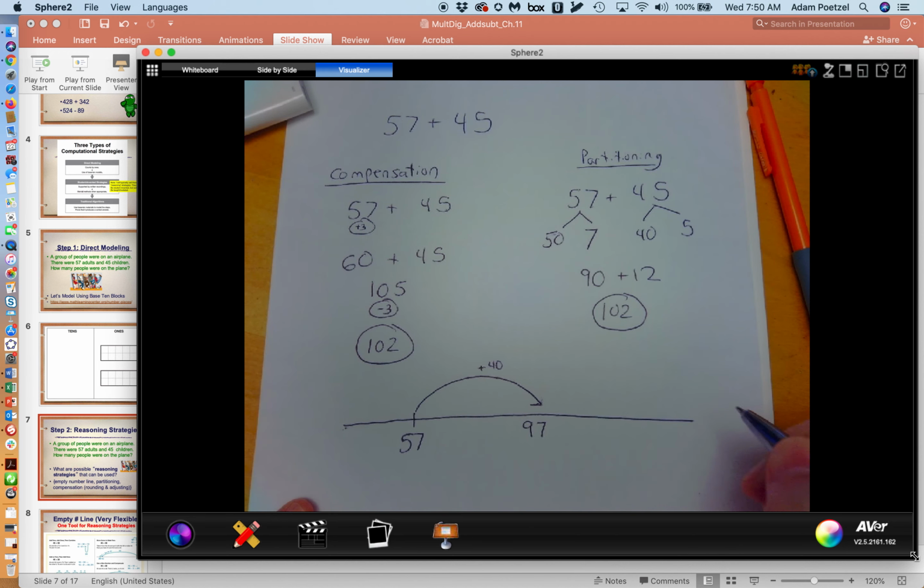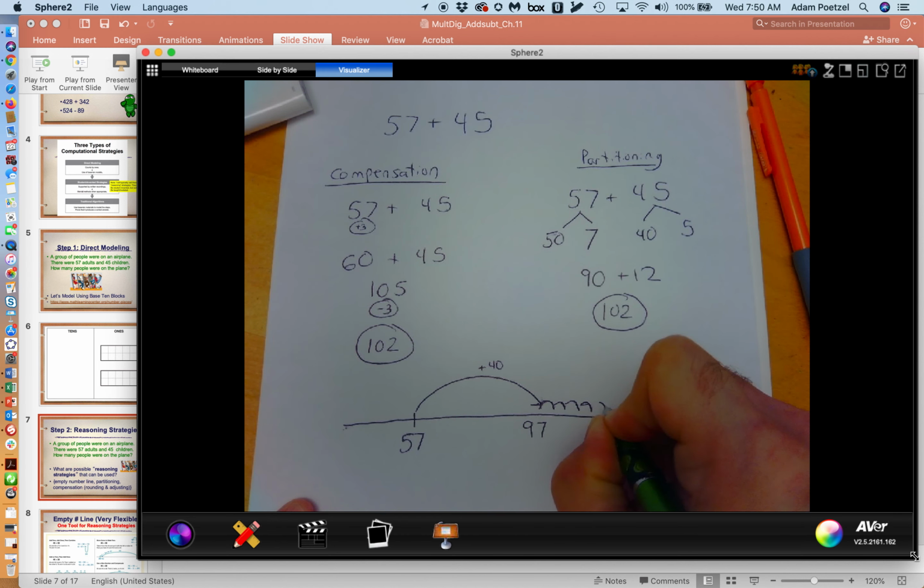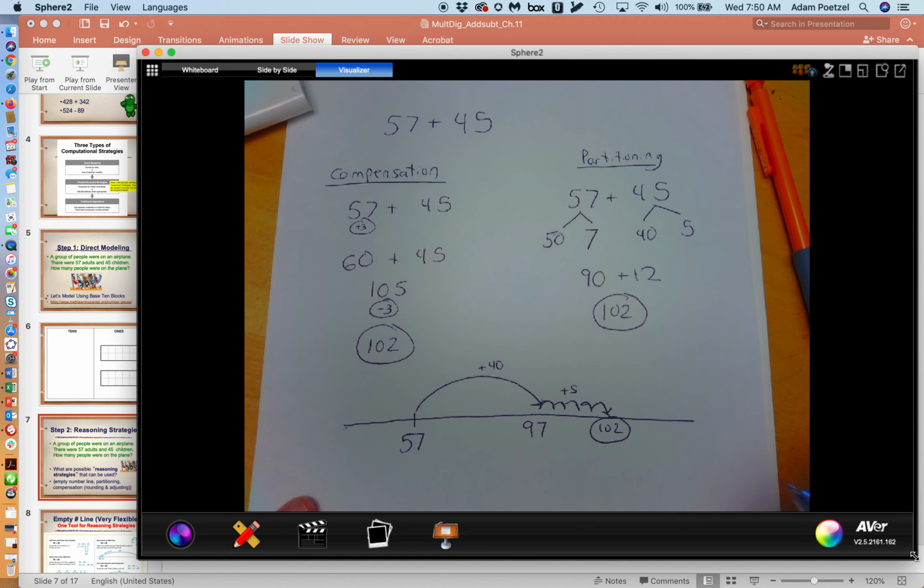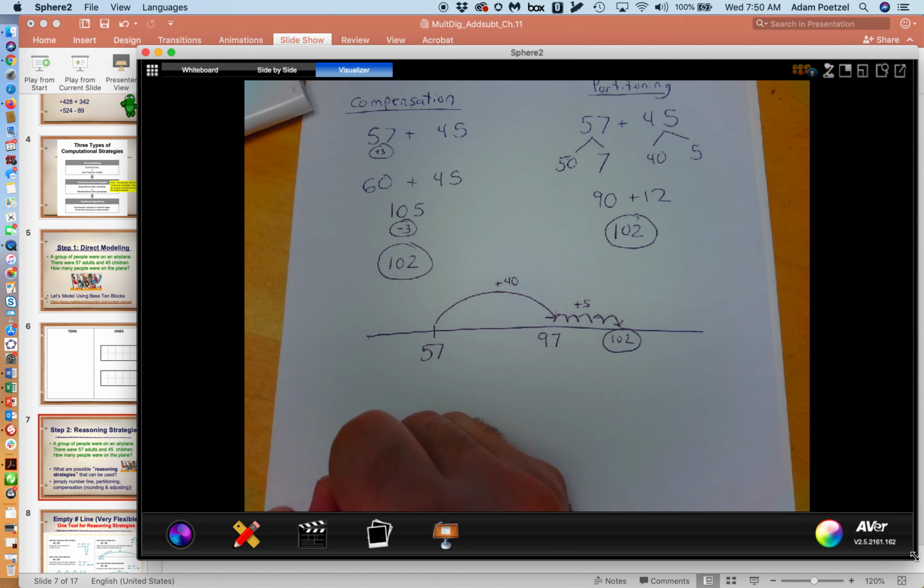But then I know I still need to add the 5 more. So I might just do individual jumps. That's 98, 99, 100, 101, 102, and that's 5 more jumps there. And that got me all the way up to 102. And that's an example of an empty number line for that. But of course, it could be done lots of different ways.